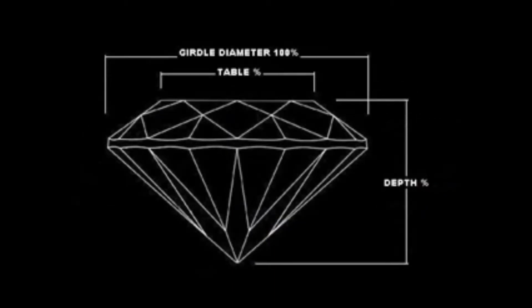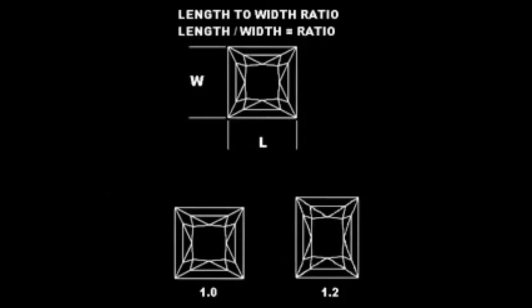Dimension percentages like depth and table are based off of the girdle diameter, which is represented as 100%. The table and depth can be divided by the girdle diameter in order to obtain a percentage. This percentage is graded on a scale of ideal to poor. Look for a good length to width ratio for your diamond shape. Divide the length by width to obtain this ratio.